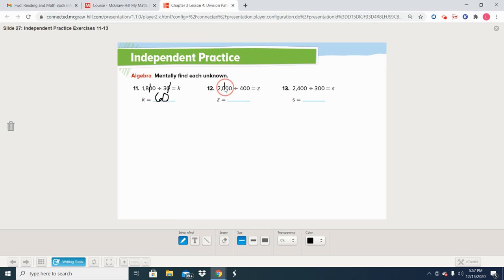We're going to cross off one zero in the dividend, 1 in the divisor. You have another 0 that you can cross off, and it has to be the same amount in both the dividend and the divisor. So you have 1 left over because there's not another 0 over here.